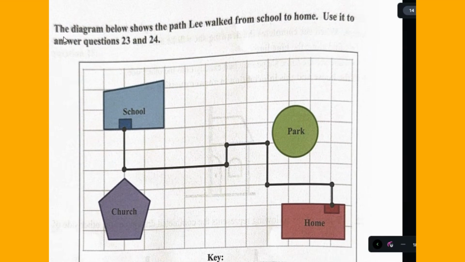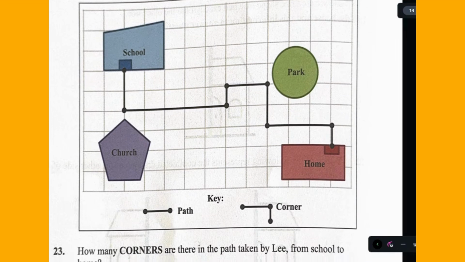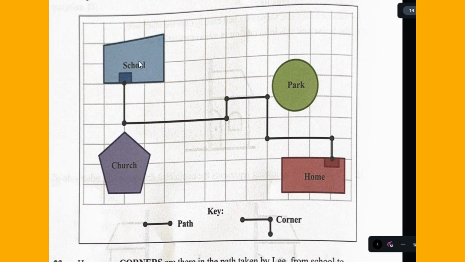Let us continue. The diagram below shows the path Lee walked from school to home. Use it to answer questions 23 and 24. So we're seeing school, church, park, and home. And if you notice the key, it's showing that from the dot, then there's a line, then there's another dot. That is showing the path that he takes, and then we're shown where the corners are.